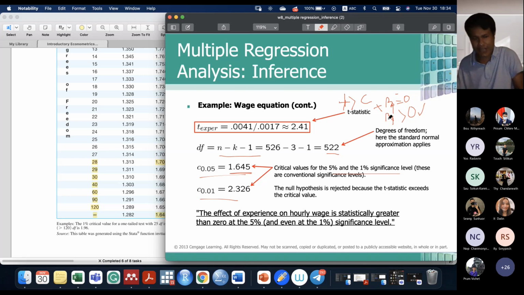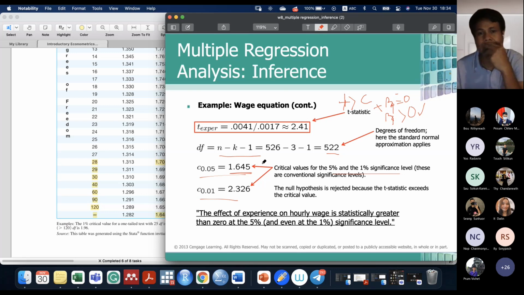All right. To reject or to accept the null hypothesis, we need to construct T and C. How do we construct T? It's the estimate minus the population parameter, divided by the standard error. But in this case, we want to test the hypothesis that the parameter equals 0. So when we replace it, it's only the coefficient divided by the standard error. And here, as you can see, the t value is bigger than c.